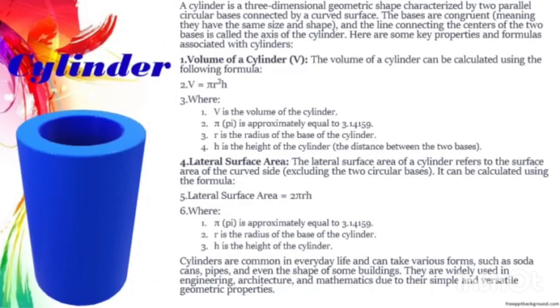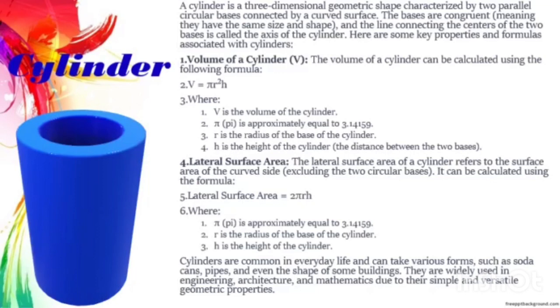Cylinder. A cylinder is a three-dimensional geometric shape characterized by 2 parallel circular bases connected by a curved surface. The bases are congruent, meaning they have the same size and shape, and the line connecting the centers of the 2 bases is called the axis of the cylinder.